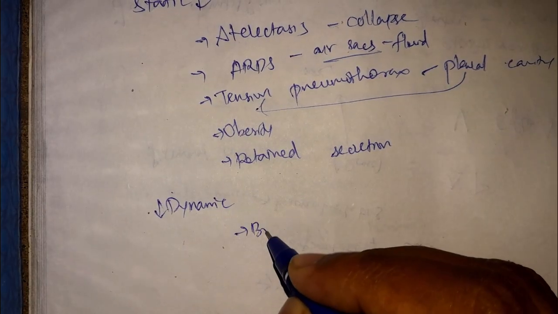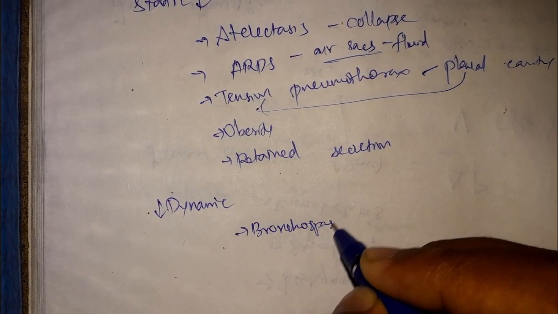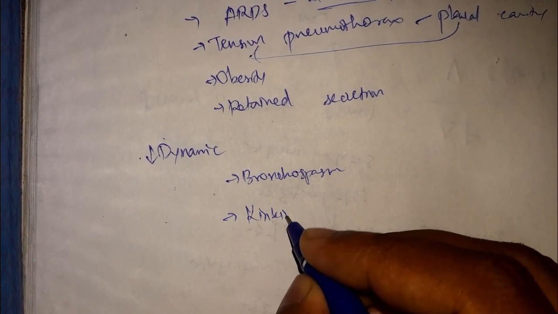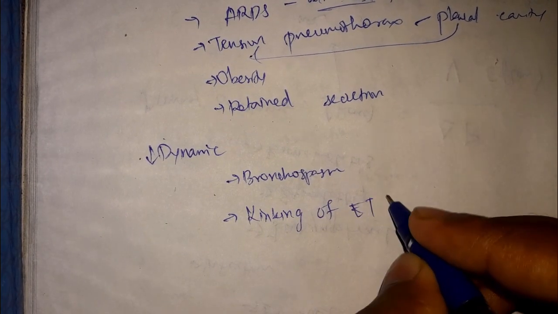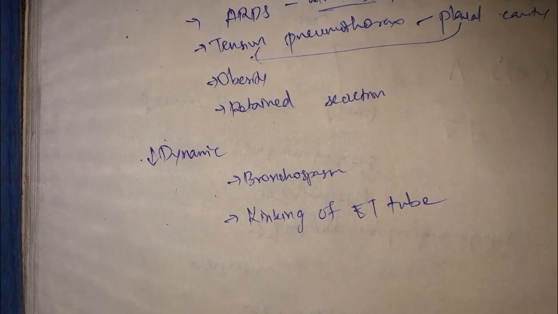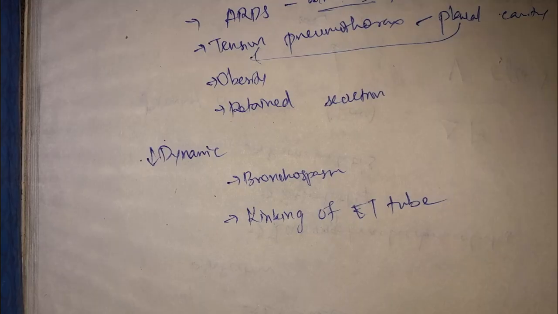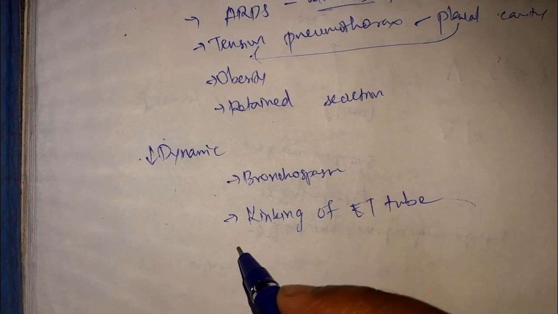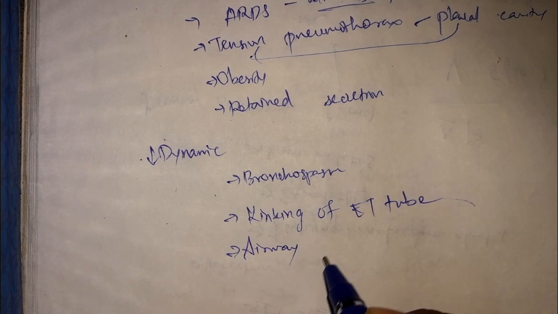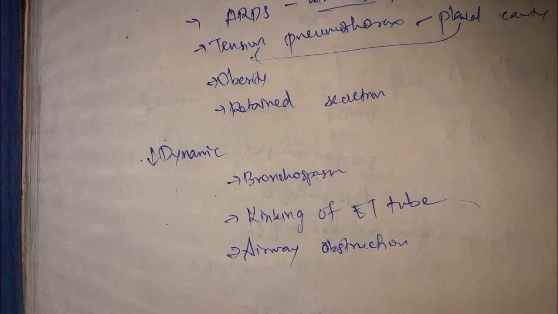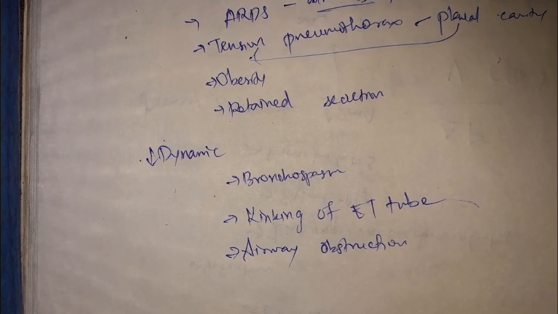Like bronchospasm. Kinking of the endotracheal tube, where there is a twist inside the tube or anything like that, so that is a kinking of the endotracheal tube. Then any airway obstruction. If there is any obstruction in the airway, that leads to a dynamic problem, so there is a flow problem.